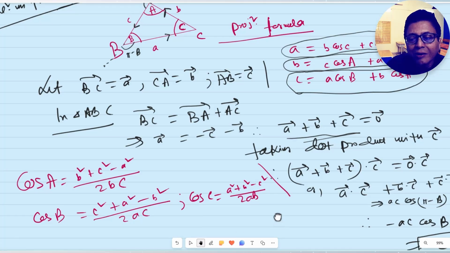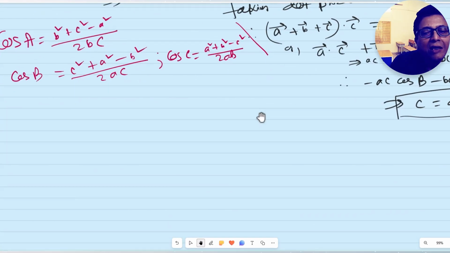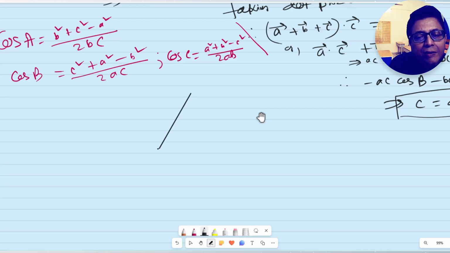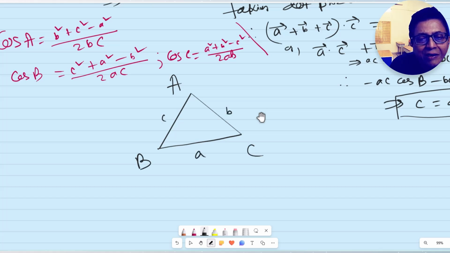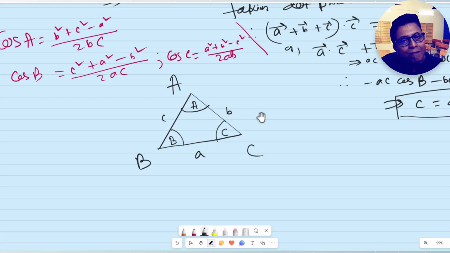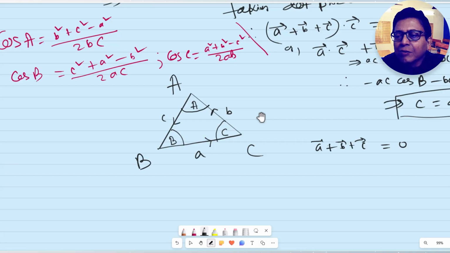Okay? See how to get it. That same triangle we will be taking here, ABC. Angles and lengths of sides remain the same. This one is A, this one is B, this one is C. And you can write A plus B plus C equals 0, as you have just seen, because we are taking this one as A, this one as B, and this one as C.